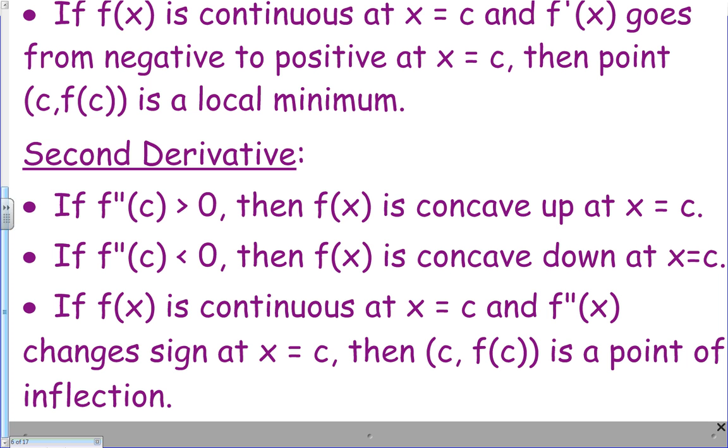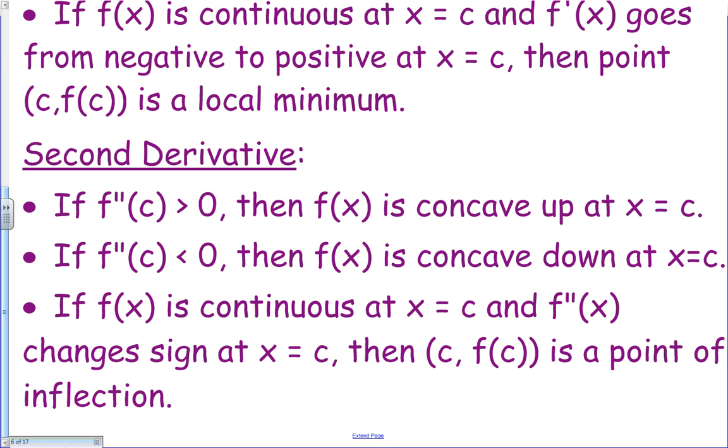And finally, if f of x is continuous at x equals c and f double prime changes sign at x equals c, then the point c, f of c, is a point of inflection. So your function has to be continuous. The second derivative actually has to change sign. That's the key for concavity. If your second derivative was positive, that means you're concave up, and then it becomes negative, now you're concave down, you change concavity. Or if it's the other way around, you still change concavity there.